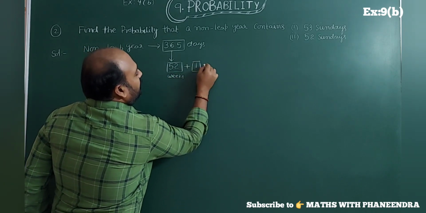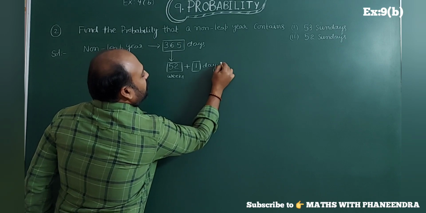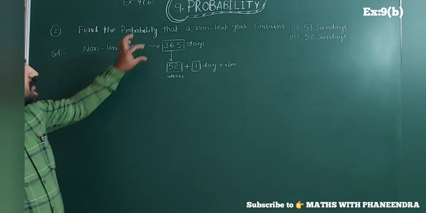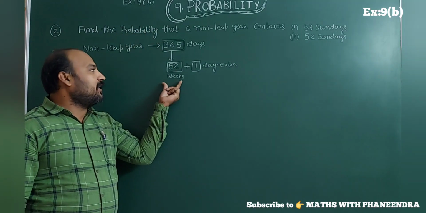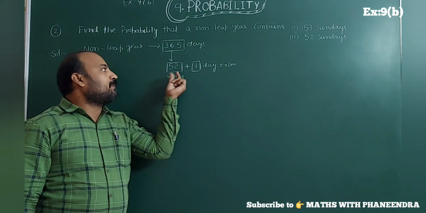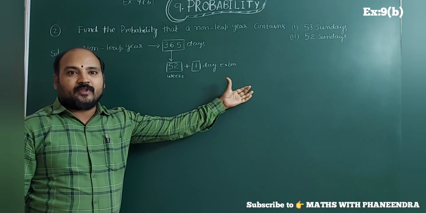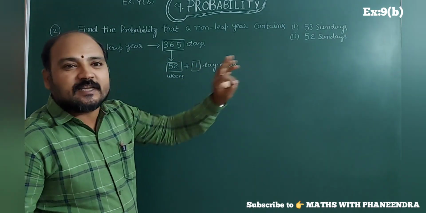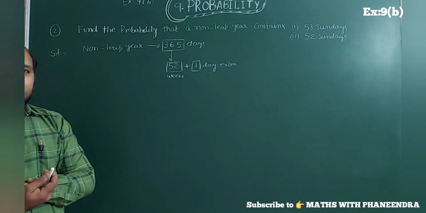1 day, that extra. So 365 days can be divided into 52 weeks plus 1 day extra. Now come to the question. General question. 53 Sundays they are asking.